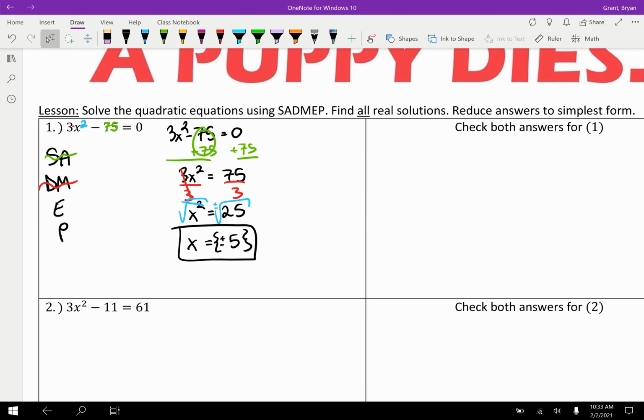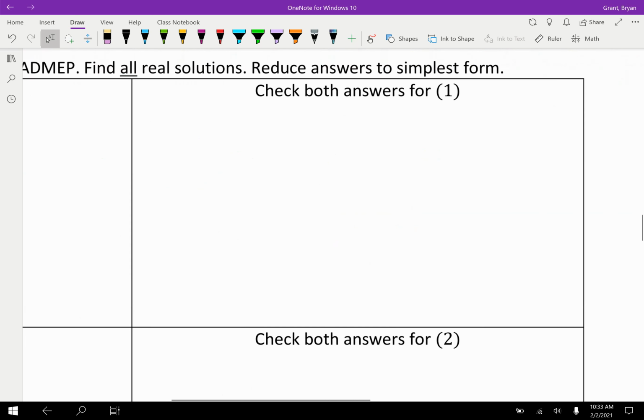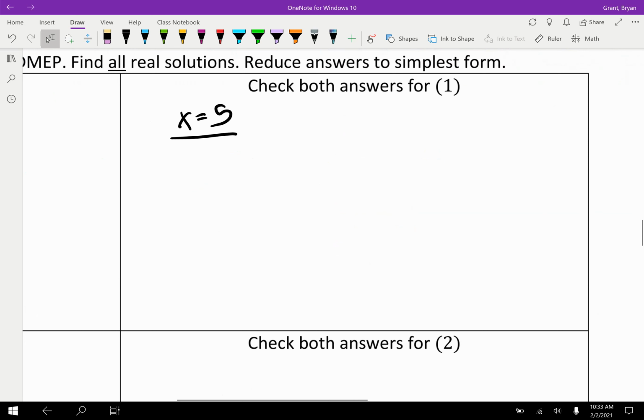Now on the right side, it does say check both answers. I'm going to go ahead and check one of them and leave you to check the other. I'll check the negative answer. But what you should really do here is check positive 5 and check negative 5. We want to make sure that we did everything right.